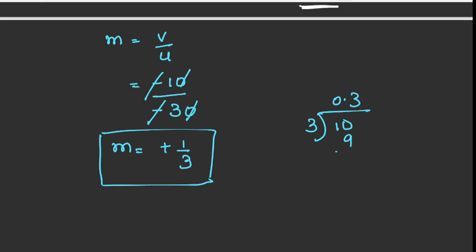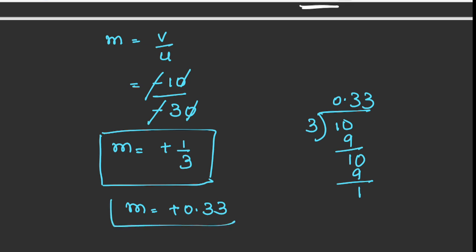3 3s are 9. So again here take one more 0. 3 3s are 9. And this will continue. So m is equal to plus 0.33. You can write this. So this is the magnification.